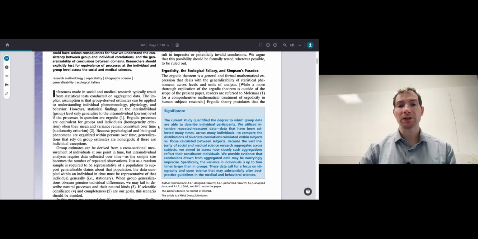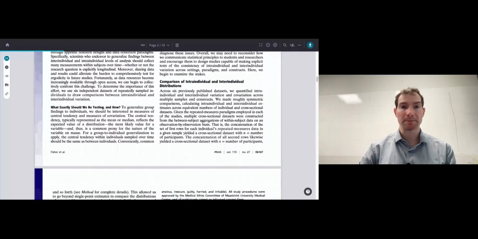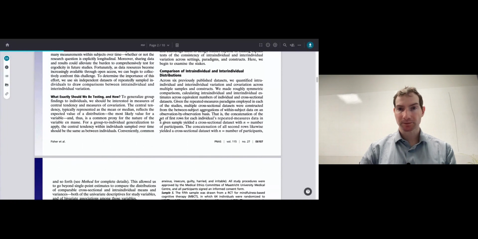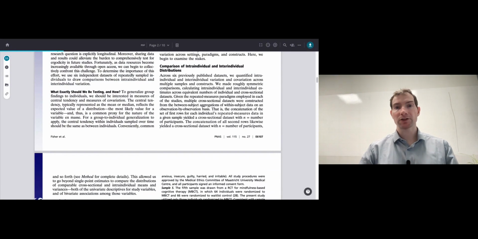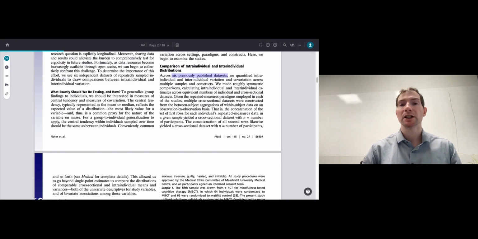And this particular thing can be explained, in fact, by a lack of ergodicity. So what do they do in practice? Well, that's explained here. They actually look at 6 previously published data sets. I'm not going to go into any of the details. If you want to read the article, it will be in the description of the video. But the bottom line is that they take 6 data sets that contain both cohort and longitudinal data.